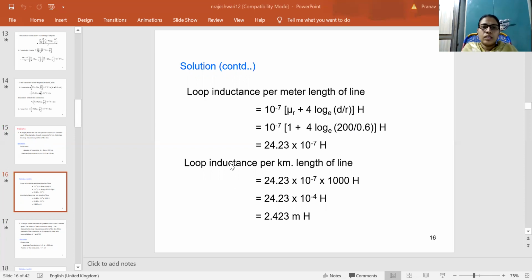And the loop inductance per kilometer length of the line will be given by multiplying this with 1000, so we will get it per kilometer length. So we have to do 24.23 into 10 to the power of minus 7 into 1000. We will get 24.23 into 10 to the power of minus 4 henries. That is 2.423 millihenries loop inductance per kilometer of the length.